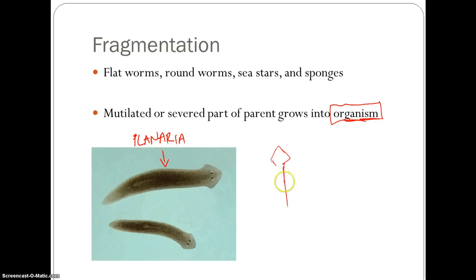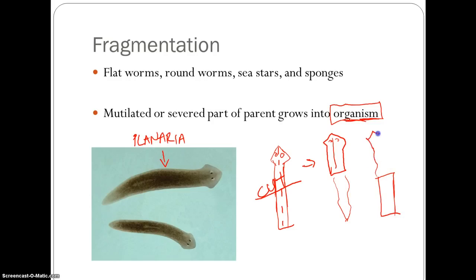We'll draw a planaria here, and just know that it has a central nerve that runs all the way through its body. Now, if I take this planaria and slice it in half, the top part of the planaria is going to grow back a tail, and the tail part is going to grow back a head. This marvels scientists, how it just regenerates a body, and we end up with two new organisms. And if you cut it into 100 different pieces, it will grow 100 new planaria. This is very amazing. This is known as fragmentation, where a mutilated or severed part of a parent grows into an organism.